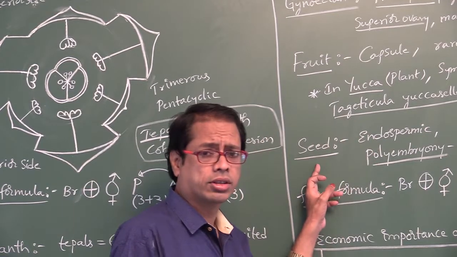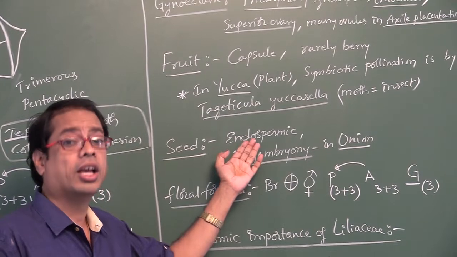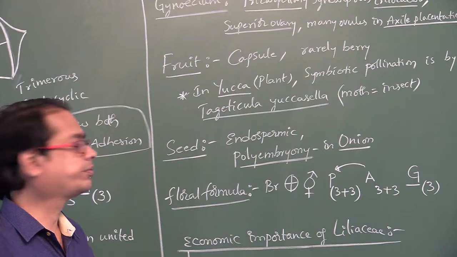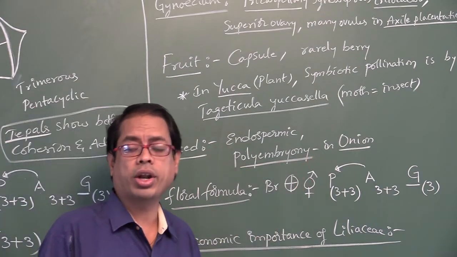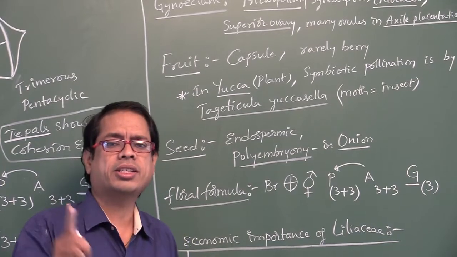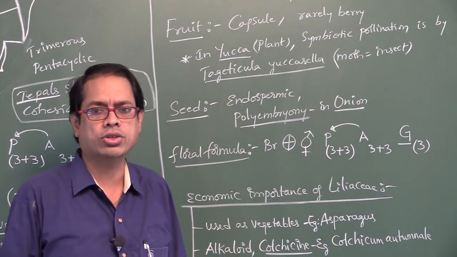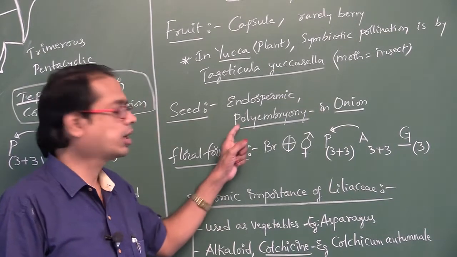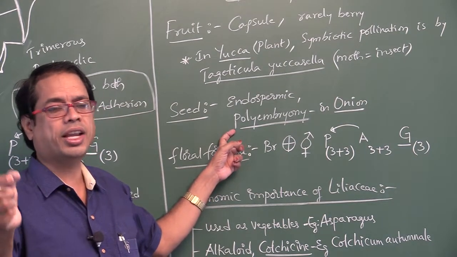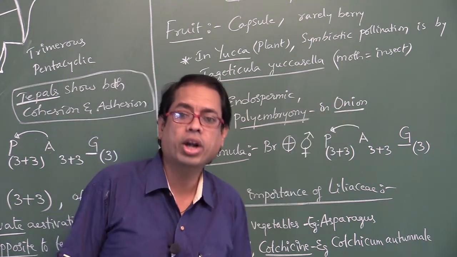Seed: in the normal condition, generally monocots are endospermic, whereas dicots are non-endospermic, except Solanaceae, which is endospermic. Polyembryony is found in onion. What does polyembryony mean? Generally inside the seed only one embryo is present, but here many embryos are present. Poly means many. Presence of more than one embryo in a seed is called polyembryony. Example, in the Liliaceae family, onion.